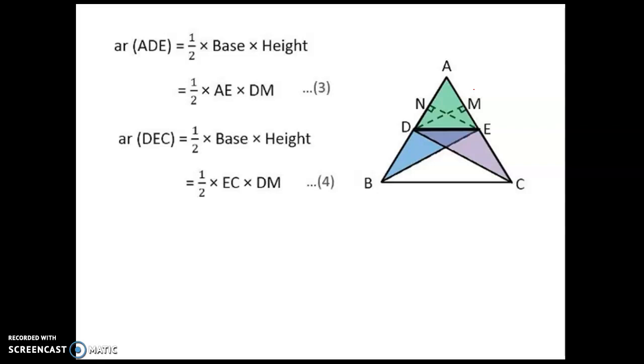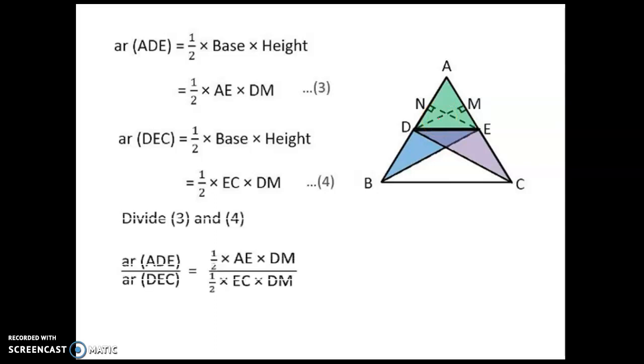Then this purple color triangle we are going to take, DEC. So half into base EC. Height again, like last time, is this perpendicular, this obtuse angle triangle's height. So height will be DM only.